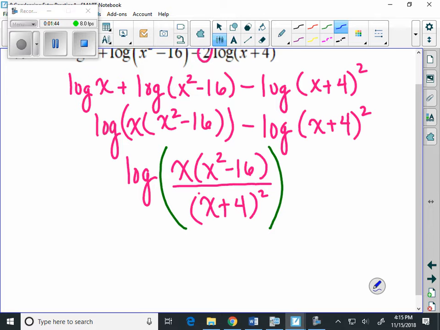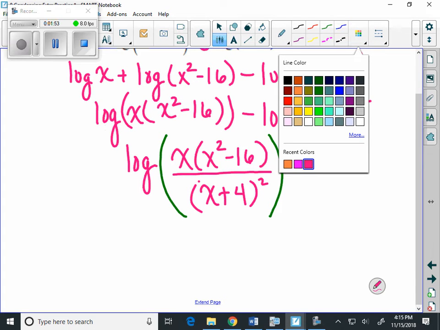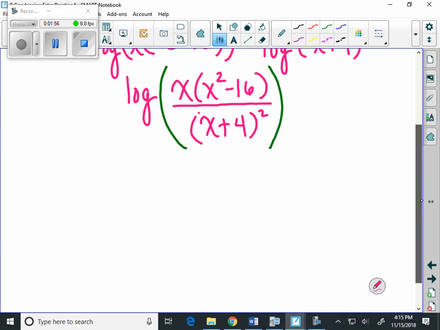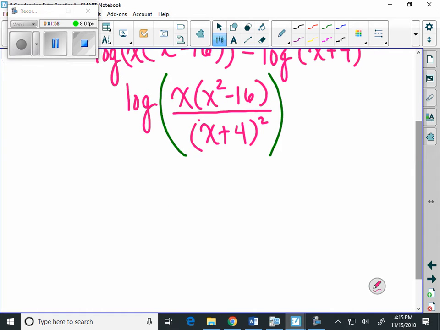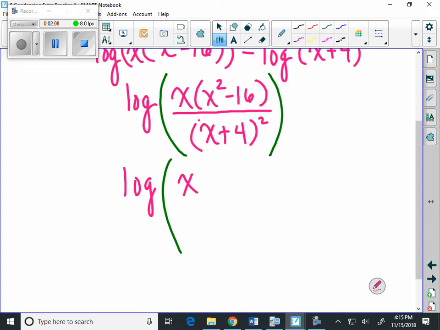But if you recall from the directions, we need to simplify completely. And we can do some more simplifying on this problem. So I'm going to ignore the word log for a moment. I'm going to write log, and I'll leave my green parentheses here. But what this turns into is x, and then we're going to factor x squared minus 16. It's the difference between two squares, so it's x times x, and 4 times 4, in different signs.